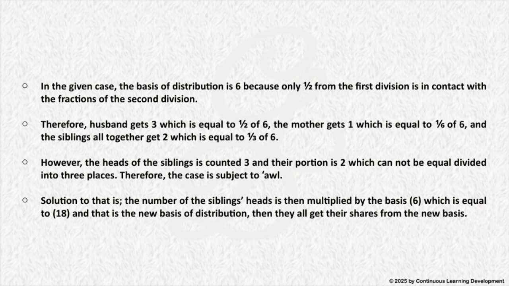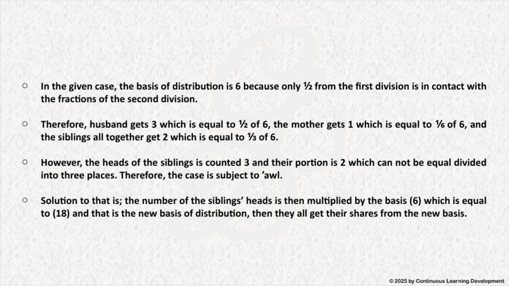Now, an important concept to highlight is how the heads of the siblings are counted. Their total heads are 3, but their combined portion is only 2. This mismatch means we can't divide their shares equally into 3 parts. This is where the concept of awl comes into play, indicating the need for an adjustment.